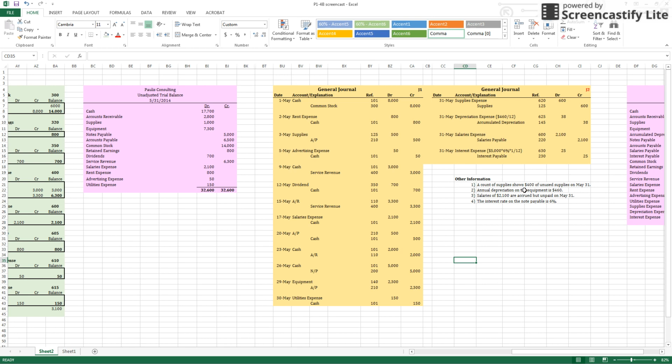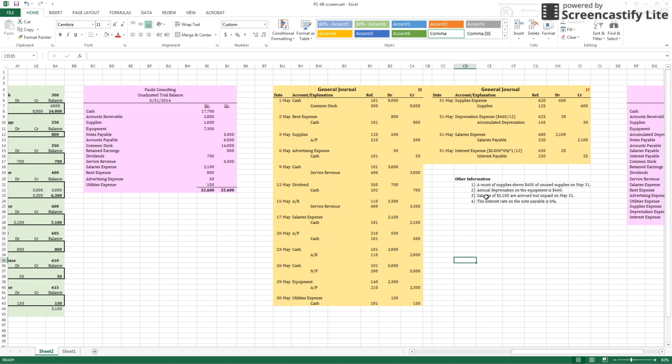First, our count of supplies shows $400 of unused supplies on May 31st. So we had purchased $1,000 worth of supplies over time, and we just weren't keeping track of who had used what paper, who had used what staples, all those different kinds of supplies. Now we've done a count at the end of the month, and it shows that we've got $400 left. Well, that means our supplies balance is incorrect. So we credit supplies for $600. That brings that debit balance down to $400, which is what we have. And we debit supplies expense for $600. You can see the reference numbers are filled in. They wouldn't be filled in yet, but they are already filled in for the ledger, which I have already created.